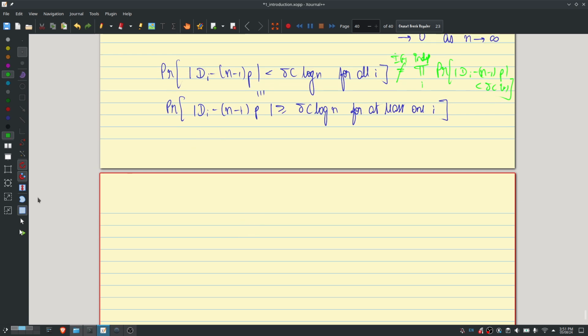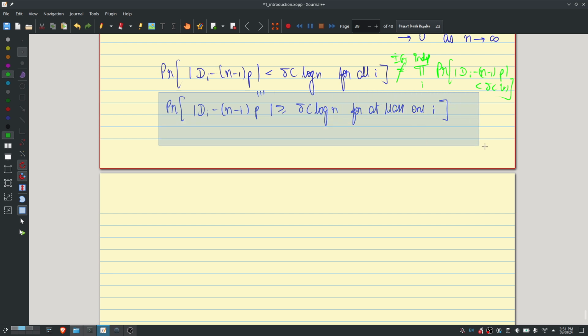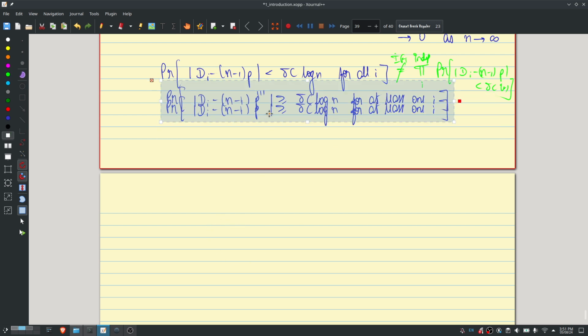Okay, so any suggestions on how we can, after all, what we are interested in is getting a bound on this particular quantity.